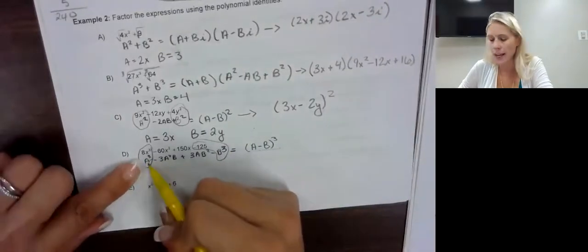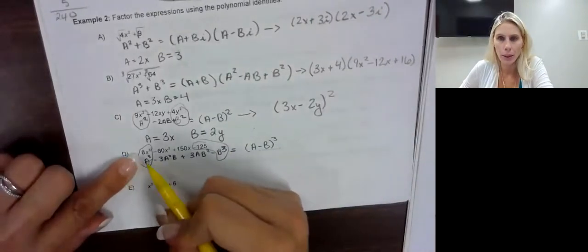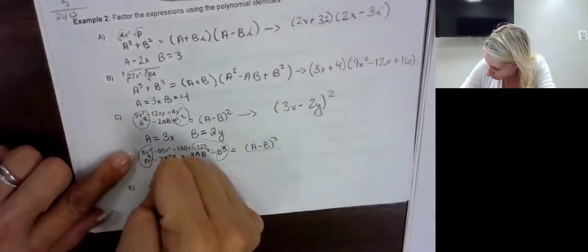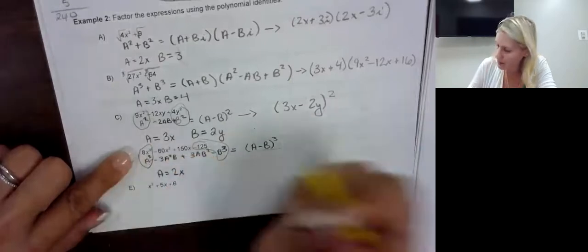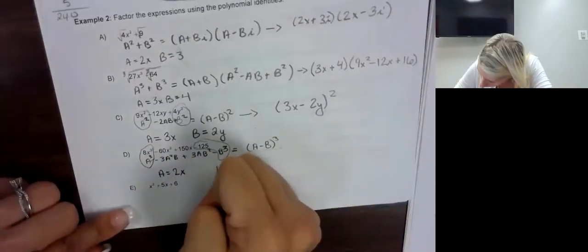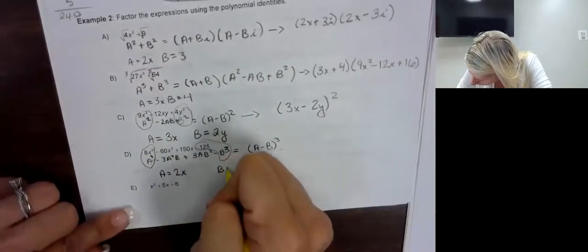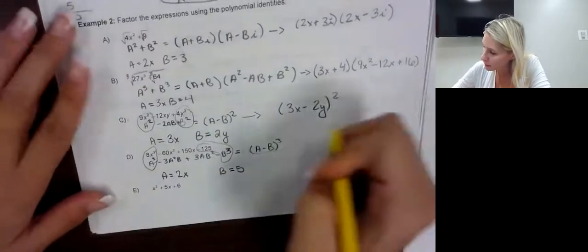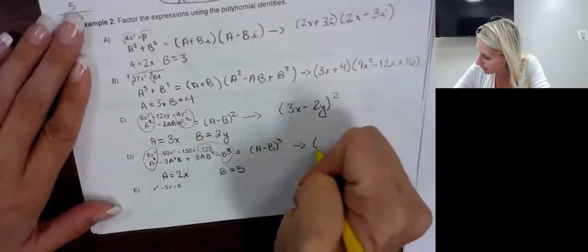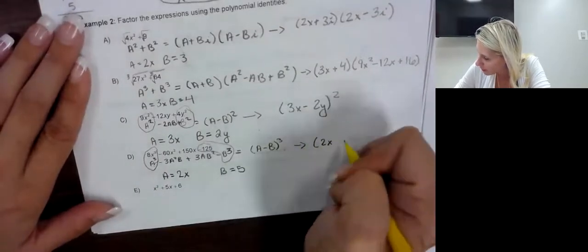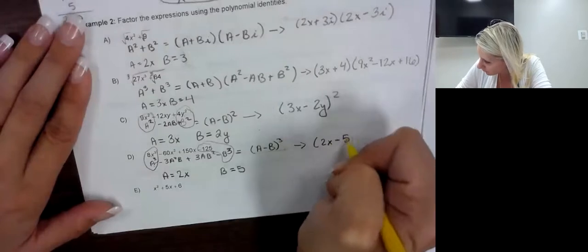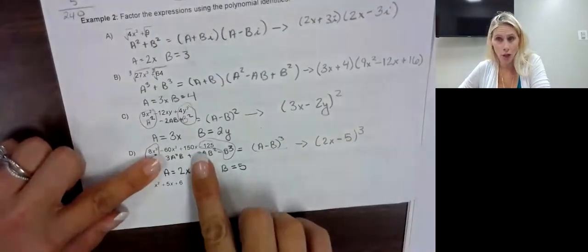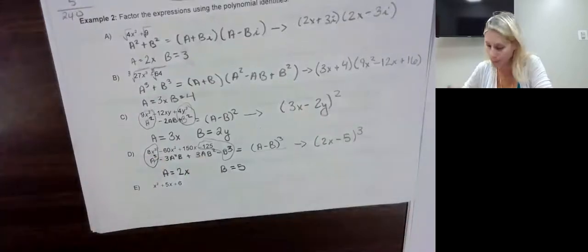So how can I get A? I have to take the cube root. So what's the cube root of 8x cubed? That would be 2x. What is the cube root of 125? Well, that would be 5. So substitute in, we get 2x minus 5 cubed. And we just factored 4 terms into a cubic.